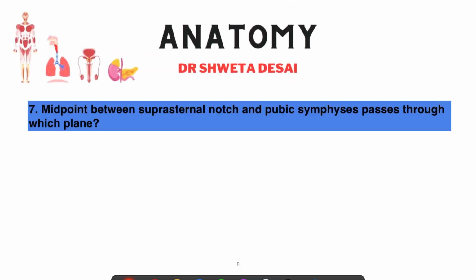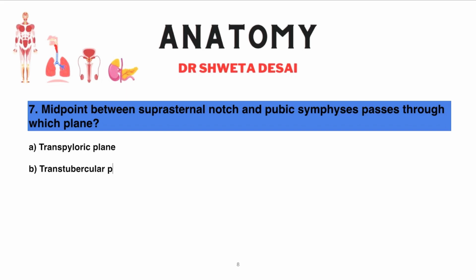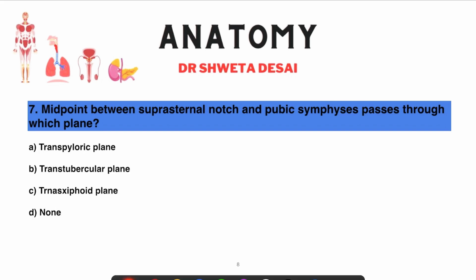Midpoint between suprasternal notch and pubic symphysis passes through which plane? Transpyloric plane, transtubercular plane, transxiphoid plane or none? It passes through the transpyloric plane.